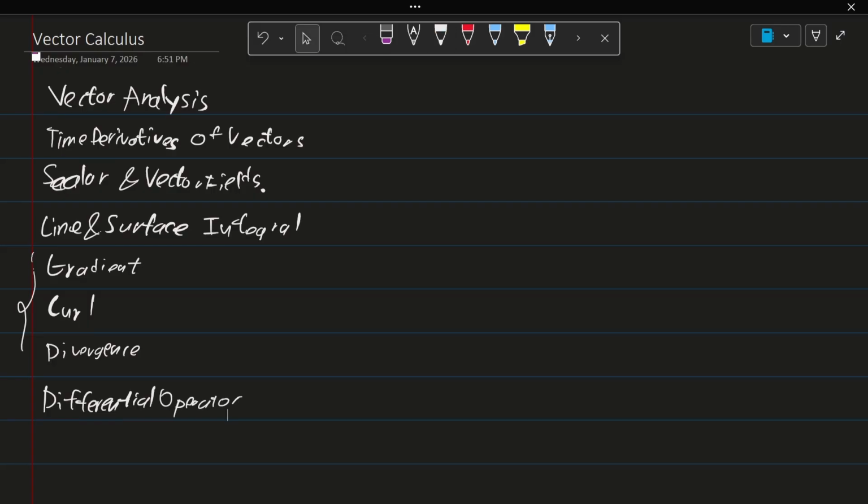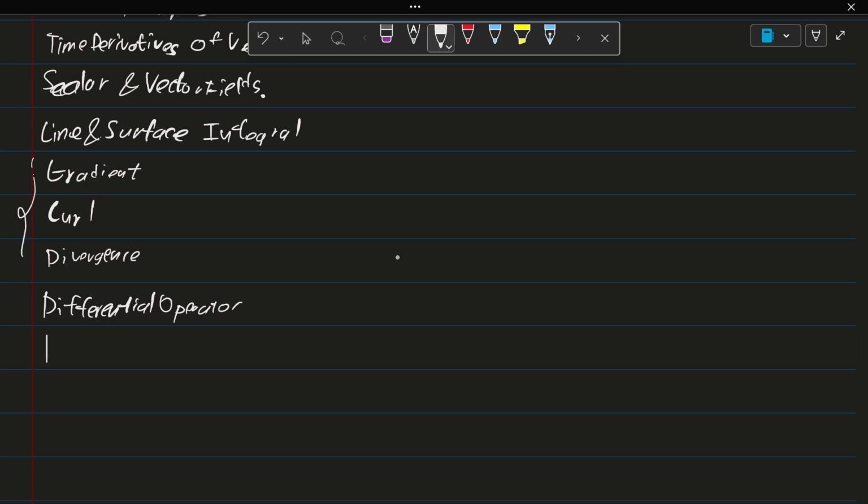And then finally, we will be discussing higher derivatives. And then after that, we'll be talking a little bit about the applications, and specifically applications for electromagnetism. So there will be some physics throughout this discussion.